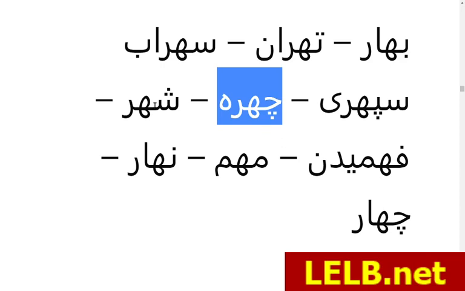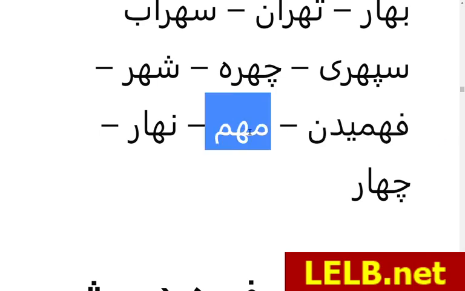Shahr means city. Fahmidan means to understand, construe, get a grip on something. Muhim, important.